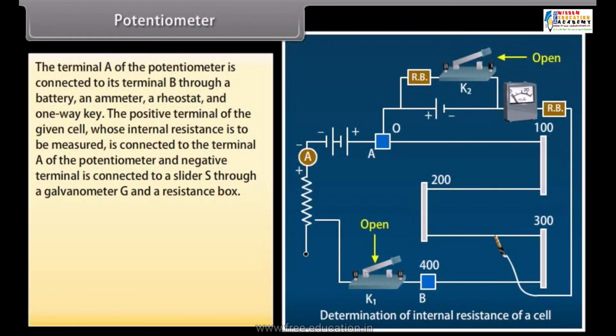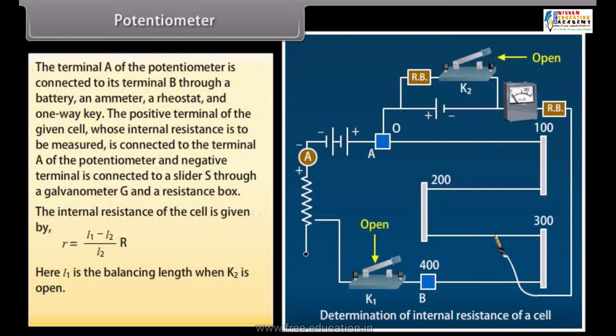The terminal A of the potentiometer is connected to its terminal B through a battery, an ammeter, a rheostat, and a one-way key. The positive terminal of the given cell, whose internal resistance is to be measured, is connected to the terminal A of the potentiometer, and the negative terminal is connected to a slider S through a galvanometer G and a resistance box. The internal resistance of the cell is given by r is equal to (L1 minus L2) upon L2 multiplied by R. Here, L1 is the balancing length when K2 is open. L2 is the balancing length when K1 is open.